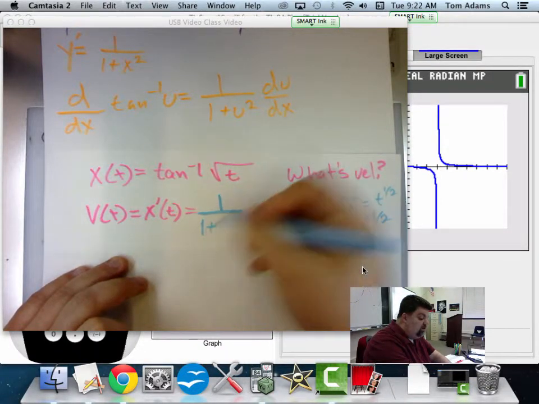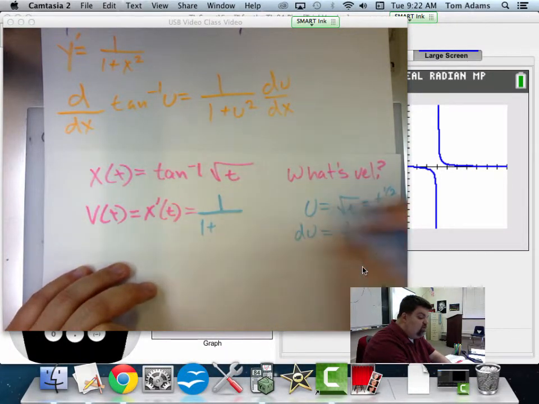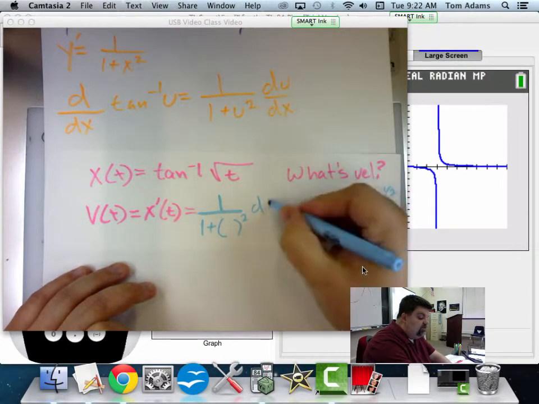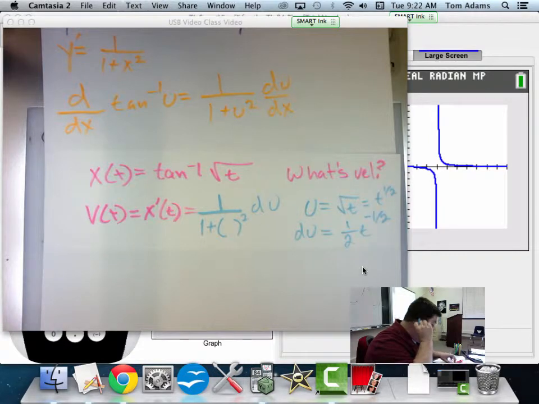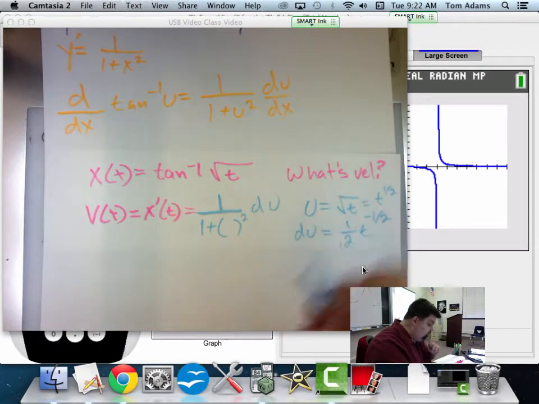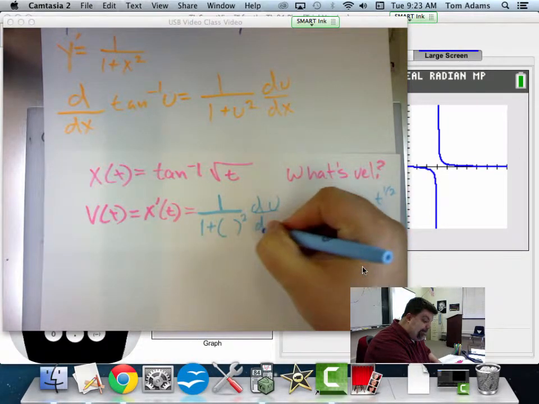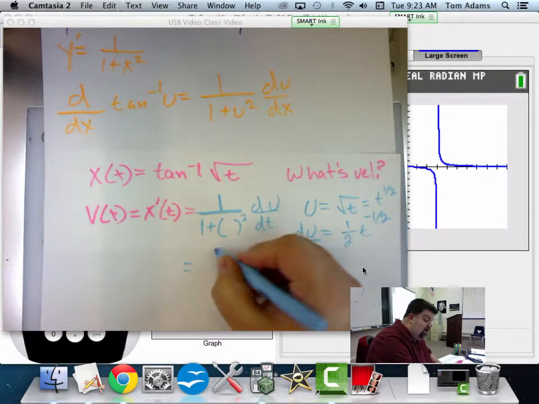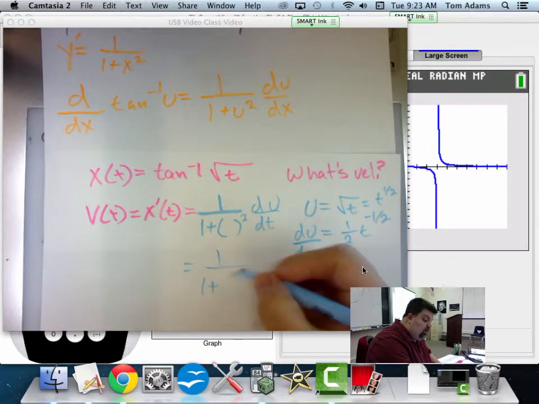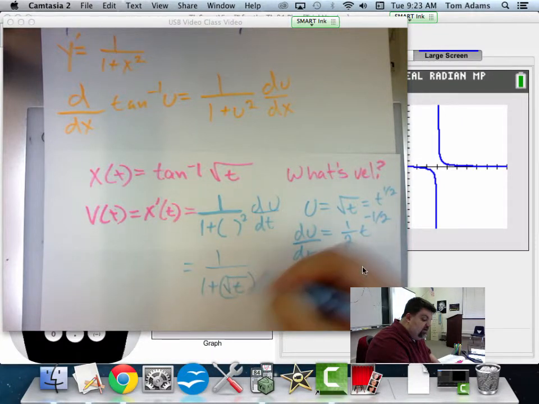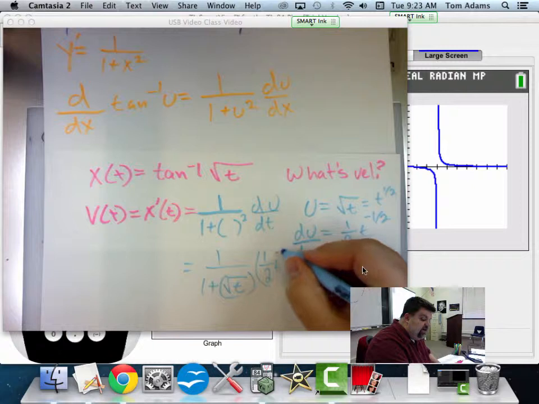over 1 plus whatever u is squared. And then we tack on du. In this case, it would be like du dt, because it's a derivative of time. So really, I have 1 over 1 plus the square root of t times the quantity 1/2 t to the negative 1/2.